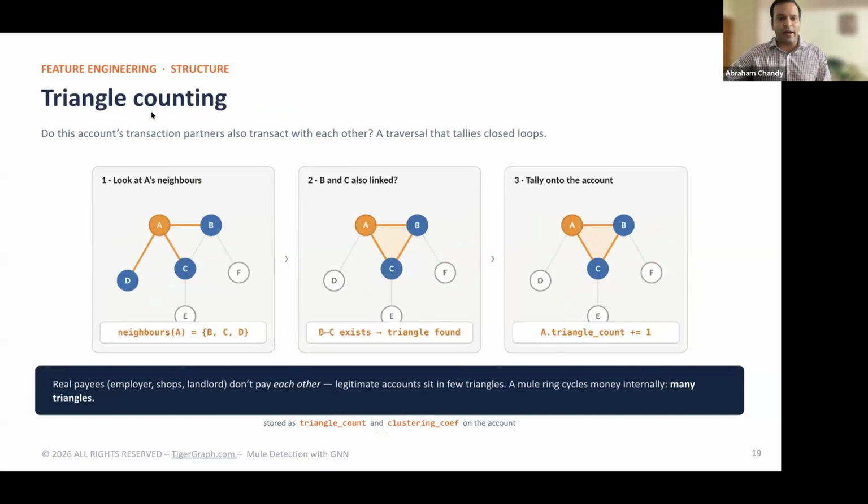And another one is triangle counting. So what this says is if account A has relationship with account B, C, and D in terms of transactions, if you move forward into account C, does C also have a relationship with B or D? If so, then your triangle count increases. And real parties like employers, shops, and landlords don't usually pay each other. So this can sort of have a signal. It might not necessarily, but it can.